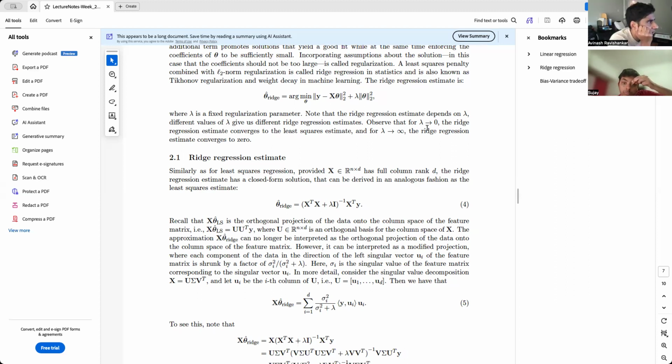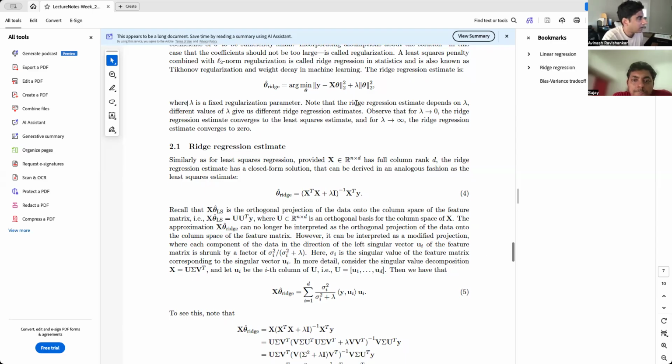I'm sorry, I'm a little confused. It's not about choosing, it's just knowing the limits. What happens if you choose lambda too high or too low? So this is basically saying you should not do that. If you choose lambda too low, then ridge regression is as good as least squares, linear regression. And if you choose lambda too high, then the estimate will be close to 0, everything will vanish.